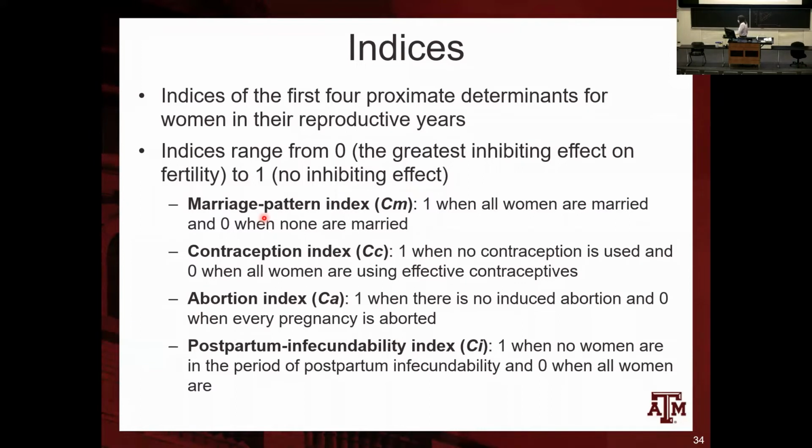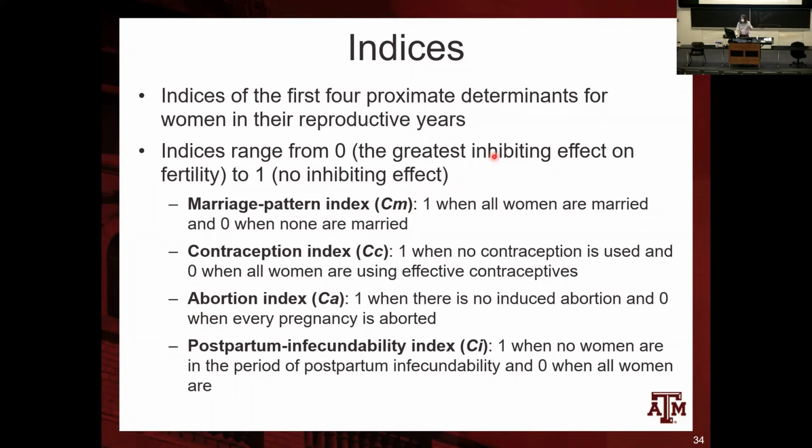In percentage terms it goes from 0 to 100. Proportion goes from 0 to 1. In this case, 1 when all women are married, and 0 when none of them are married. So 1, when all women are married, is the highest number you can get in this index, of no inhibiting effect on fertility. By being married, they are more exposed to have children. They have a higher chance of having children. And then 0, when none of them are married, is the greatest inhibiting effect on fertility. Oh, but I know a lot of people who have children and are not married, but they are still less likely to have children than the ones who are married.